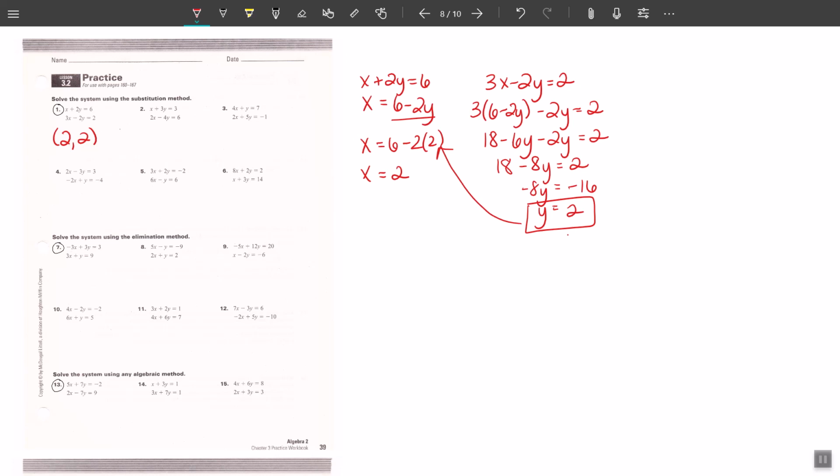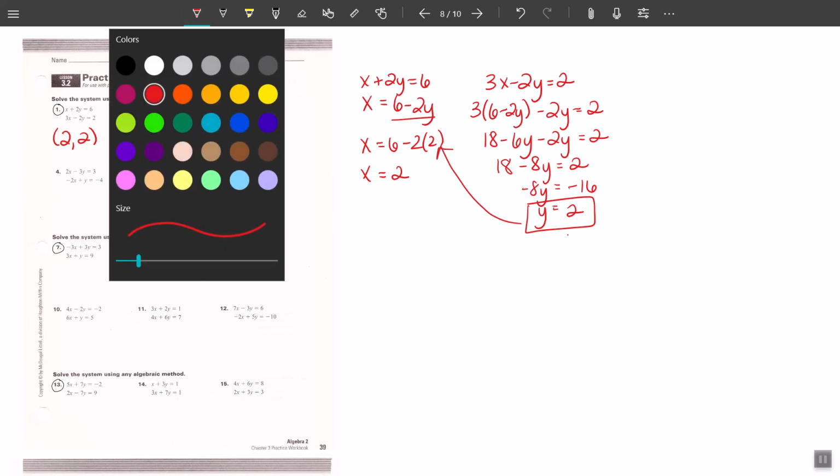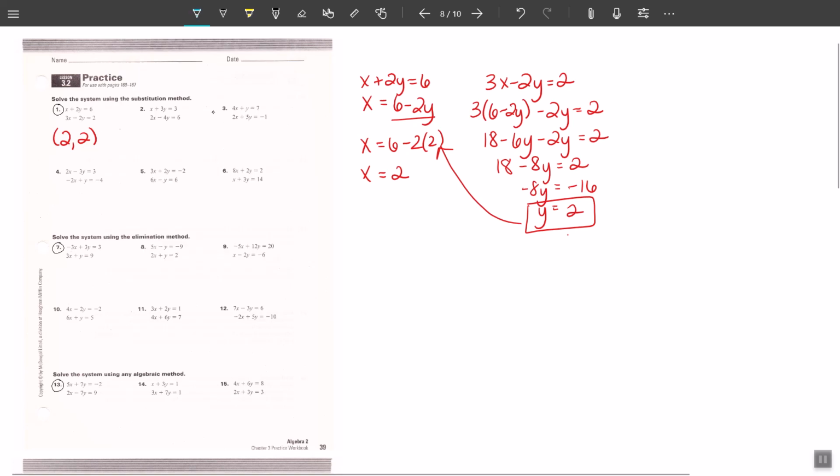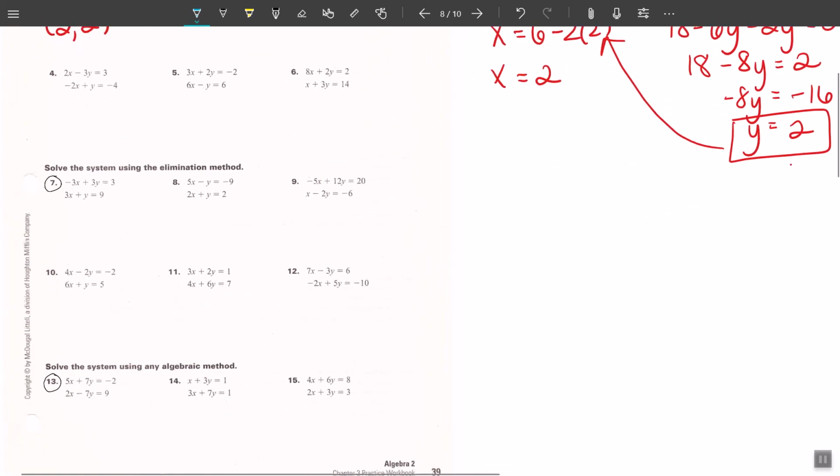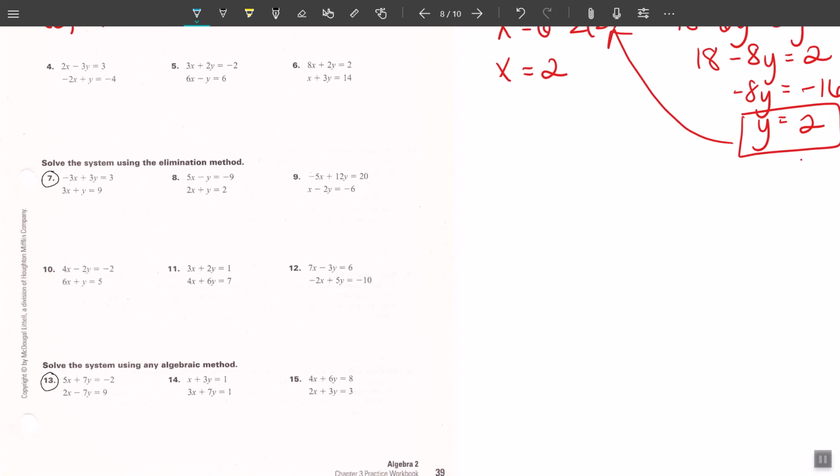Let's move down to elimination. So this is the third way of solving a system of equations. They ask you to solve the system, meaning find where they cross if they do, and you're going to do that using the elimination method. Elimination is great when you already have two coefficients that are the same value but opposite signs.